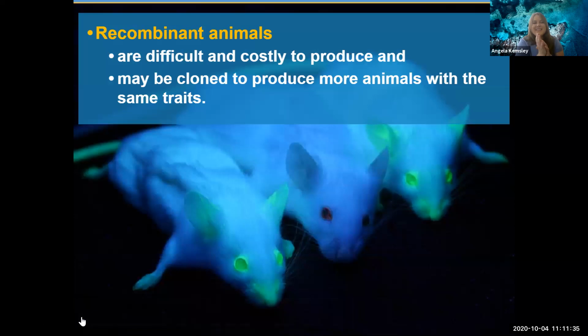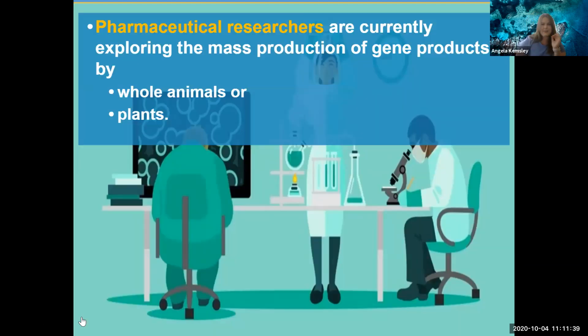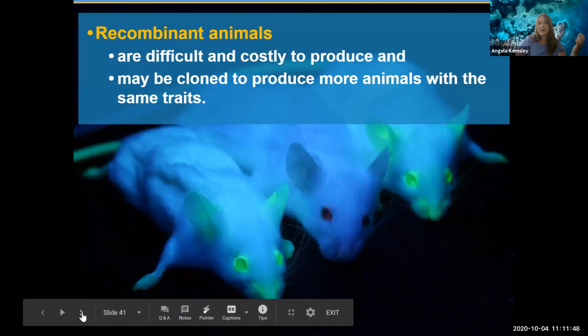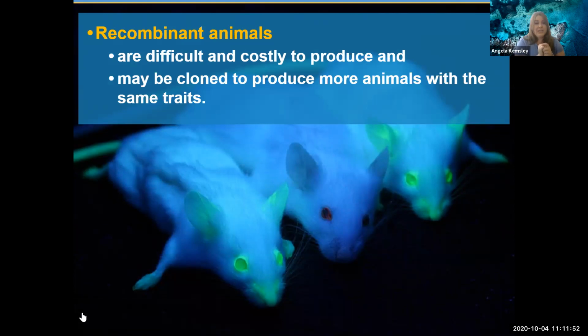So there is such a thing as recombinant animals. And so that is, like we were talking about on the last slide here, how they're trying to mass produce the genes of whole animals, or they're trying to make a whole animal. We call those recombinant animals. Recombinant animals, though, are really difficult to reproduce. You can imagine it's really hard to mess with the DNA and make a fully functioning live animal. It's also really, really expensive.